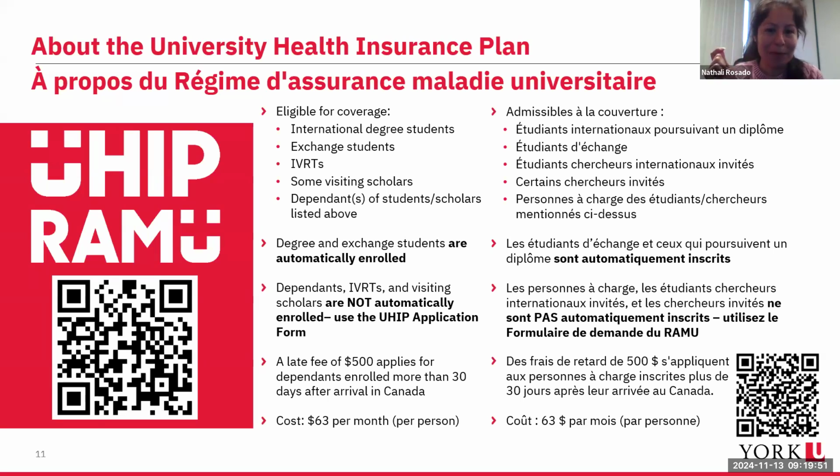The cost of UHIP for international students is charged on a per year basis. So it's $756 if you started studies in September. That being said, if you're here, it means you're starting in January. So you will see that there will be a charge of $504 posted to your student account. What this comes down to is a cost of $63 per month per person. So if you have a dependent, you will see an additional cost added to your student account.